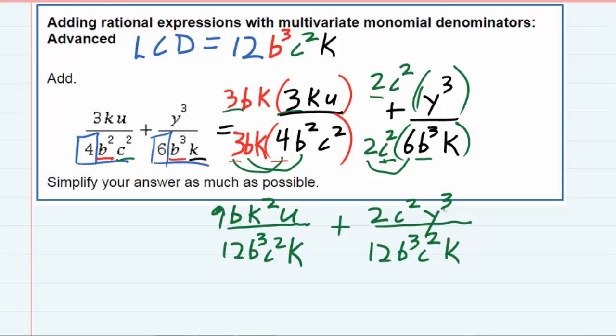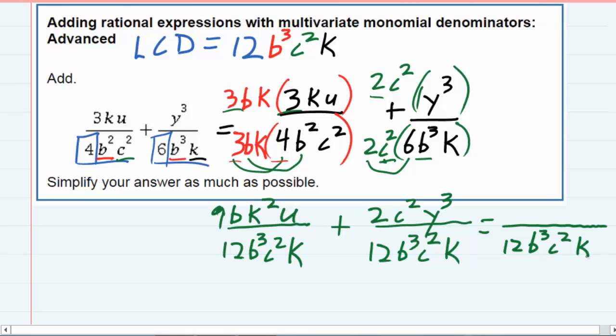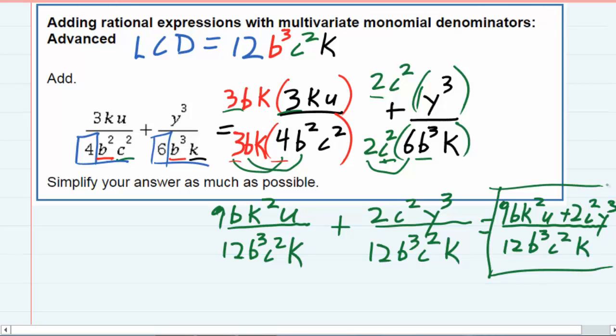So adding those together, I can combine the denominator to make it 12b cubed c squared k. But for those numerators, those are not like terms, so I'm not going to be able to combine them. The best that I can do is just write them together. 9b k squared u plus 2c squared y to the third. So it's not the prettiest fraction, but there's no simplification that we can do from here.